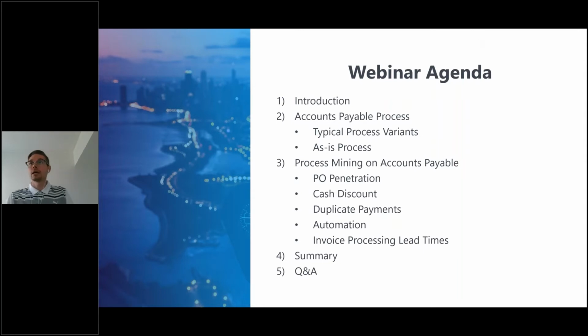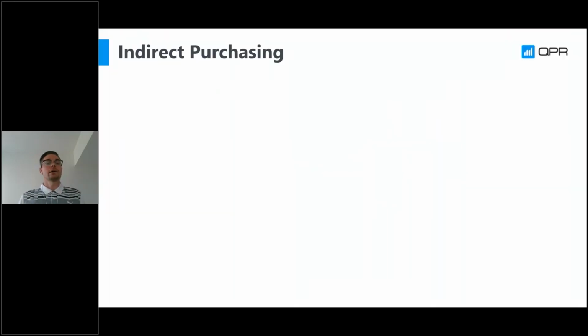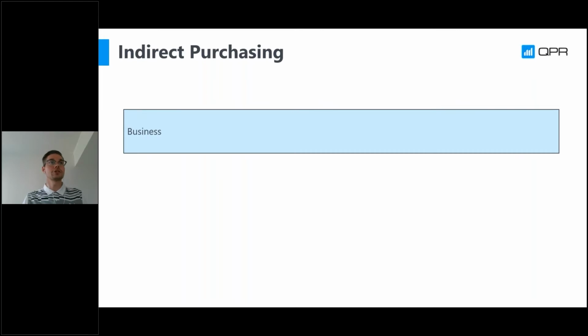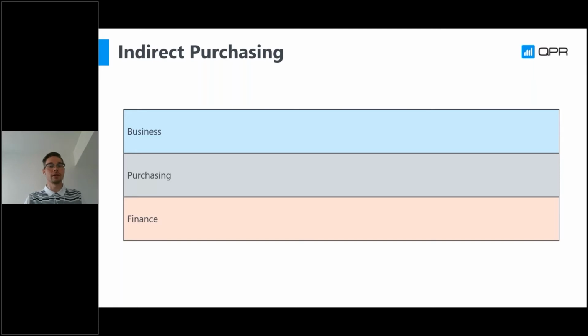Very good. I don't see any questions coming in, so I will go forward with the accounts payable process. And now I will focus first of all on the indirect purchasing side of it. So let's call it something, no raw materials, but pencils, consultancy, maintenance for the plants, etc. Anything that is not direct purchasing. What is a typical process variant and execution for that one? What are the different organizational units? I've got here business, purchasing, and finance lined up.